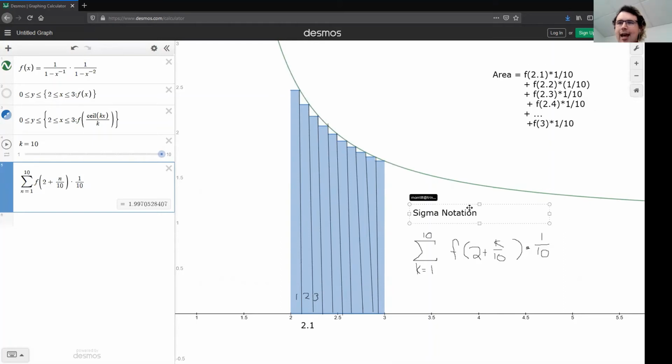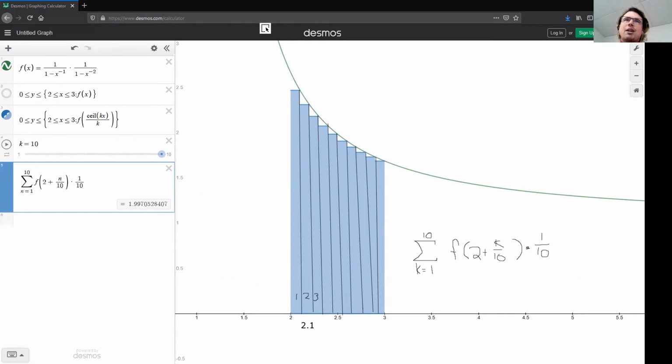So what did I have in my sigma notation? I've got a sum, right? That's just what the letter sigma tells me I'm doing. I start the sum. Maybe I'll use n to match what Desmos is doing. So I'll match my formula over here on the left. N has to start at 1 for the number 1 rectangle.